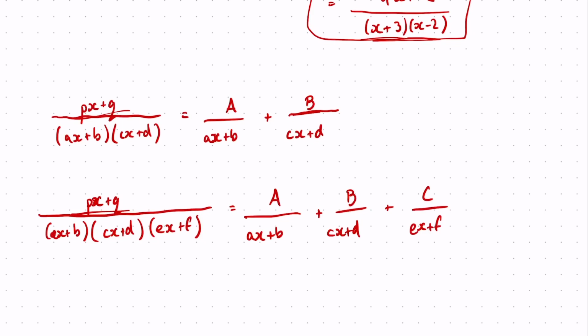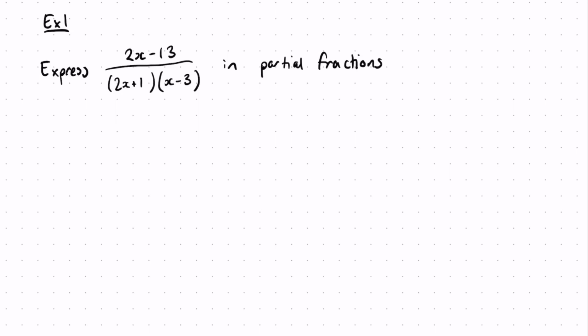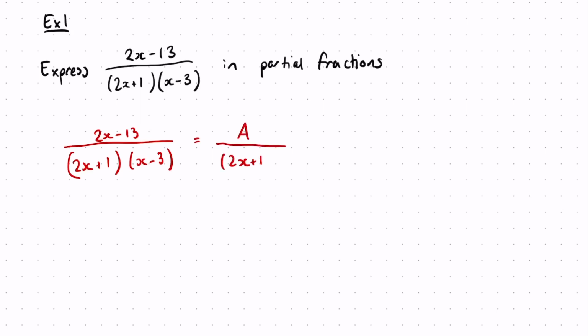So how does this look in principle, and how do we then use this to calculate our values of A and B, because that's also going to be important for this. So let's have a look at an example here. We're going to express 2x minus 13 over 2x plus 1, x minus 3 as partial fractions. So the first thing to do is to say how I can write this. 2x minus 13 over 2x plus 1, x minus 3 can be rewritten as A over 2x plus 1 plus B over x minus 3.